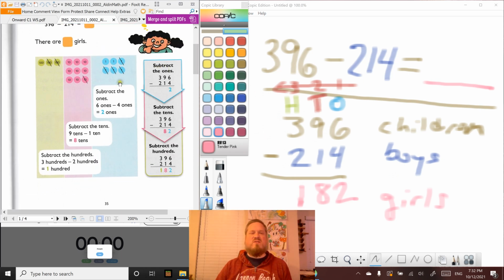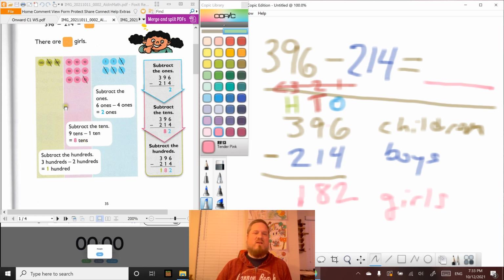So here's the process that we're going to do. First, subtract the ones. You have 6 to start out with, you take away 4. Slash, slash, slash, slash, take away 4. Throw them away. 6 ones minus 4 ones equals, how many left over? 2 ones left. Then you have 9 tens minus 1 ten. We have 9 groups of 10 here. We're going to take away one group of 10. Slash it out. So 9 tens minus 1 ten is 8 tens.